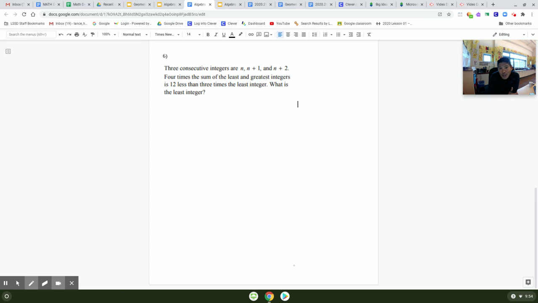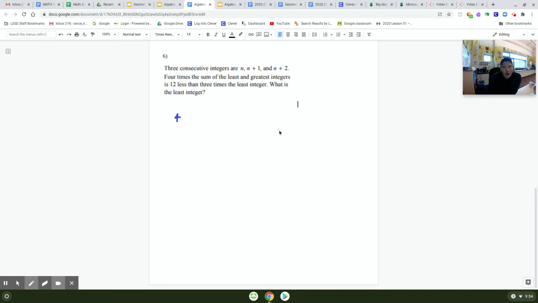4 times the sum of the least and greatest integers is 12 less than 3 times the least integer. Okay, what's the least integer? So that's quite a mouthful there. But if you just take it one part at a time: 4 times, so you're going to be multiplying by 4.